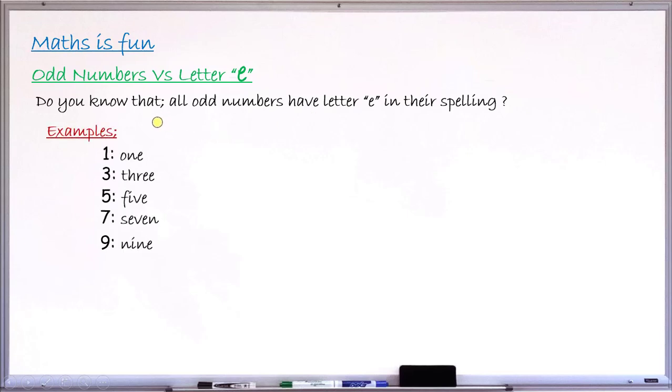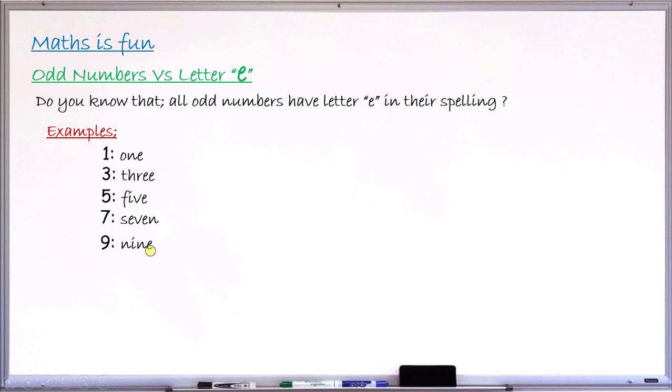Let's take the first odd numbers, 1, 3, 5, 7, and 9. In the spelling of number 1, you can see letter E, that is O-N-E. It has letter E in the spelling. The spelling of the number 3 also contains letter E. Look at it, T-H-R-E-E. The spelling of the number 5 also has letter E, F-I-V-E. In the spelling of 7, you can see letter E appearing even in 2 places. The spelling of 9 has letter E also.